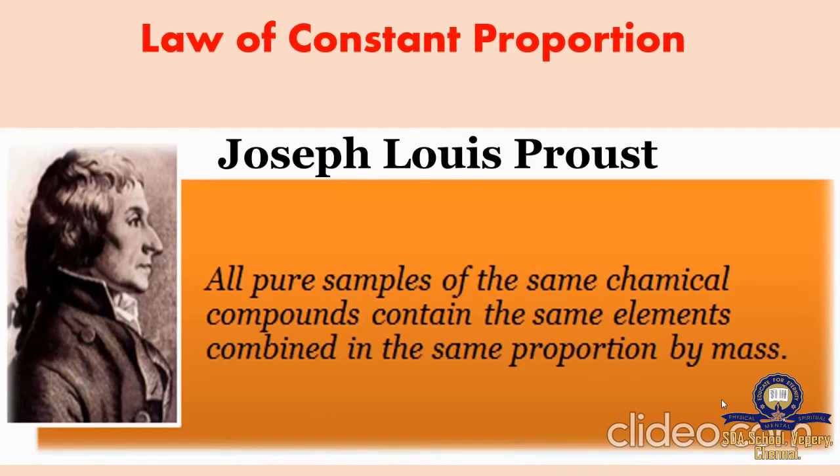The second law was law of constant proportion. This law was proposed by Joseph Louis Proust. It is also called as law of definite proportion. So according to this law, in a chemical compound, the elements are always present in definite proportion by mass. So these two laws you have already studied in class 8. So now we'll see the next three laws in detail. Listen to the next three laws, students.